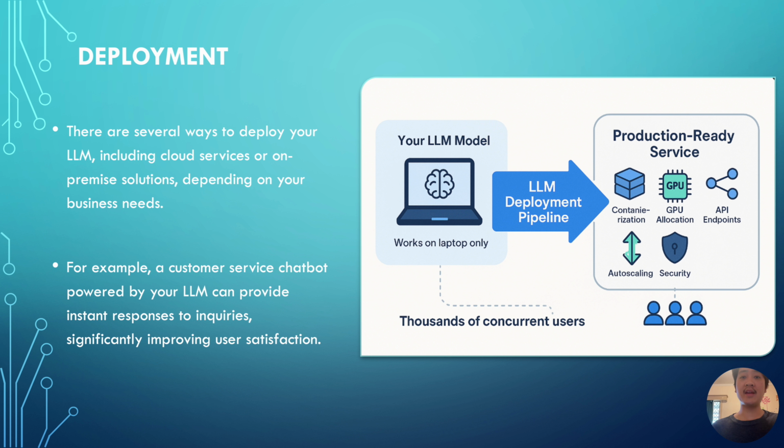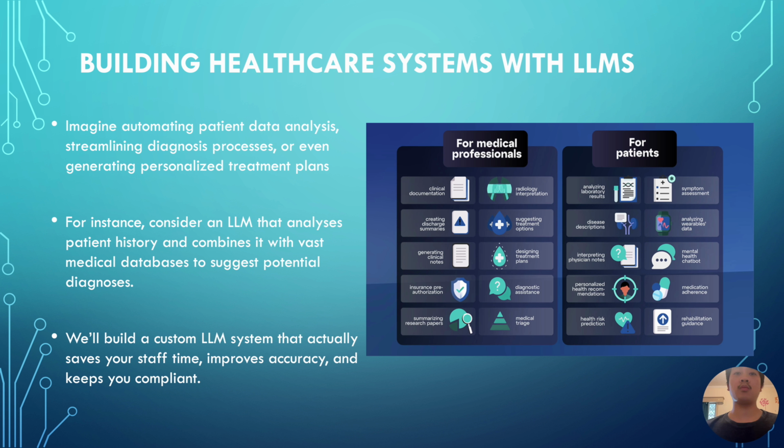For example, a customer service chatbot powered by your LLM can provide instant responses to inquiries, significantly improving user satisfaction. Deployment also means monitoring for drift. If the model starts producing worse results over time, you need a retraining pipeline. This is what separates a hobby project from a real production-ready system that businesses can trust.